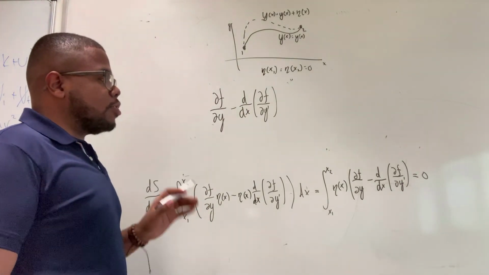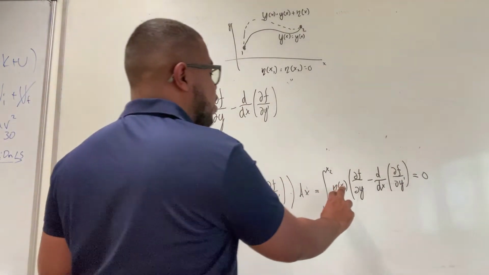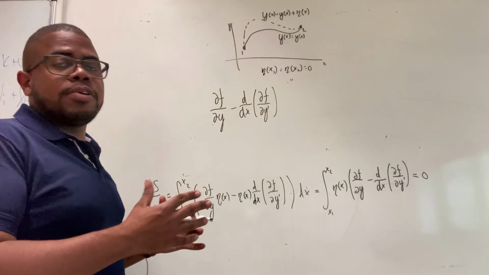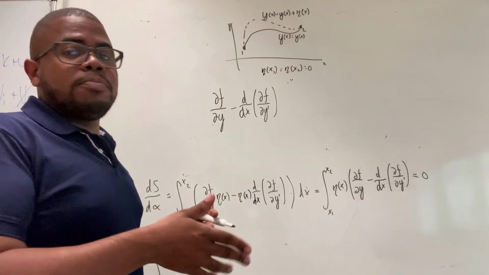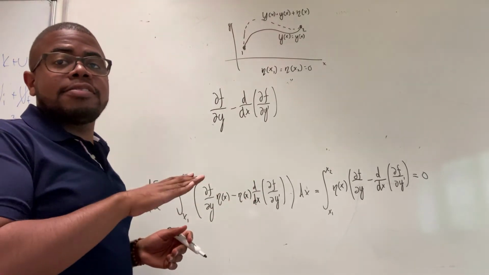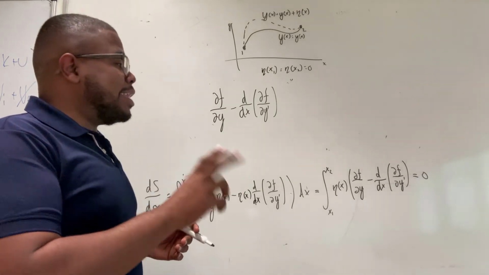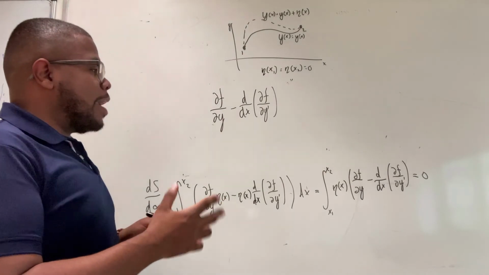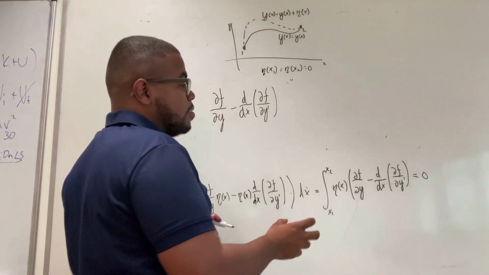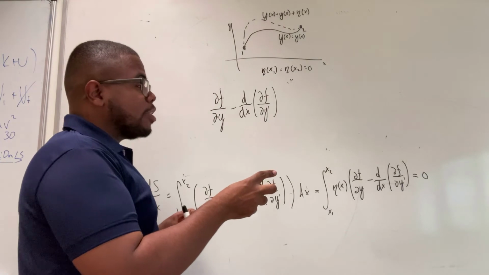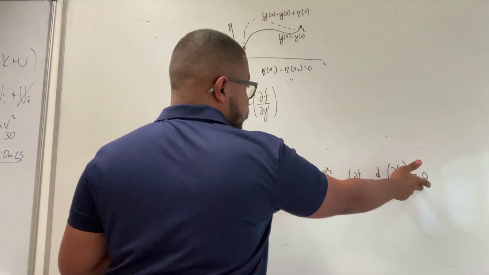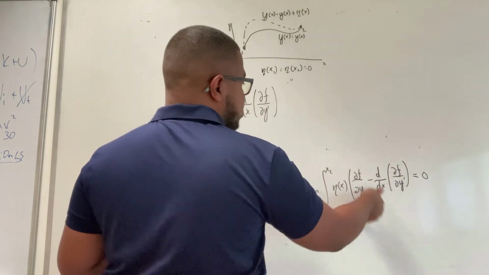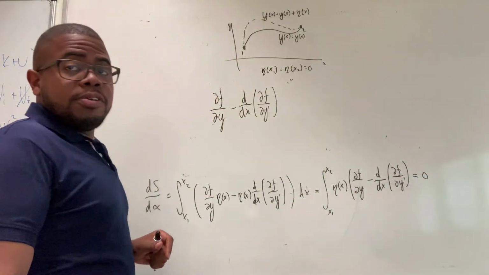The reason for that might not be as obvious, but one thing that we can keep in mind is that eta of x should be able to obtain any value. So at the end of the day, it should be able to be positive, negative, or a 0 value. So if we have our eta of x, which can be any value, then the only thing that should always be 0 in order for this whole thing to be true, so that the derivative of S with respect to alpha is 0, is this particular thing in the bracket right here, which is the Euler-Lagrange equation.